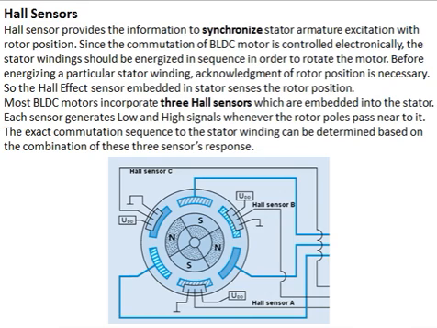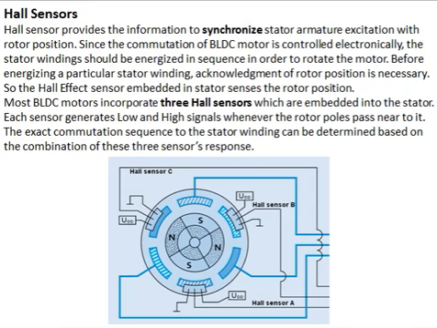Hall sensors. Hall sensor provides the information to synchronize stator armature excitation with rotor position. Since the commutation of BLDC motor is controlled electronically, the stator windings should be energized in sequence in order to rotate the motor. Before energizing a particular stator winding, acknowledgement of rotor position is necessary. So the Hall effect sensor embedded in stator senses the rotor position.